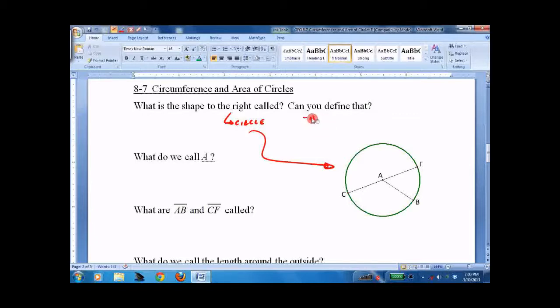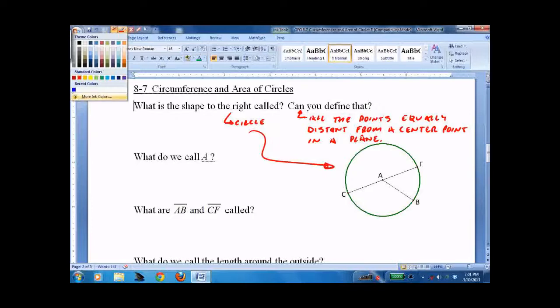It's all the points equally distanced from a center point in a plane. Same definition without the words "in a plane" gets you what we call a sphere, a three-dimensional circle.